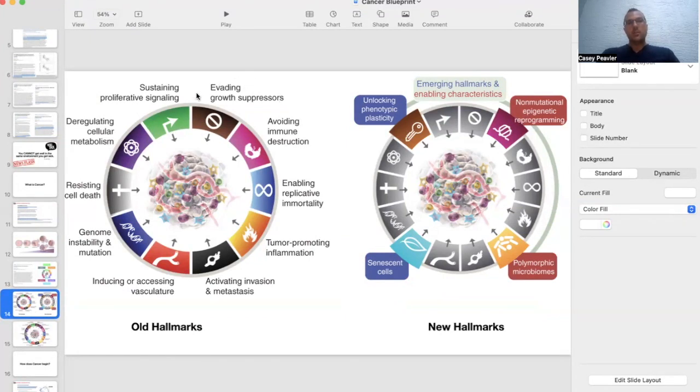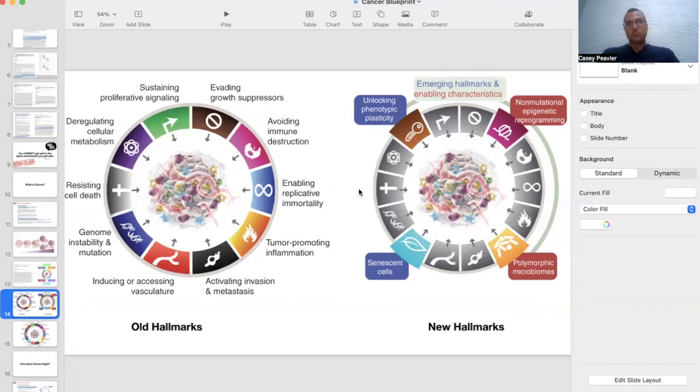It's going to be able to evade any checks on that growth by evading growth suppressors. It's going to be able to avoid immune destruction, which is normal for us to have our immune cells kill these cancer cells immediately. It's going to enable replicative immortality, so it's going to make them so they cannot die. It's going to promote tumor inflammation. It's going to activate invasion of other tissues and metastases, which is transferring those cells to other parts of the body. It's going to make sure it has its own blood supply by inducing and/or accessing nearby vasculature. That's called angiogenesis. It has genomic instability and mutations. It's going to resist cell death, or apoptosis, and it's going to have dysregulated cellular metabolism.